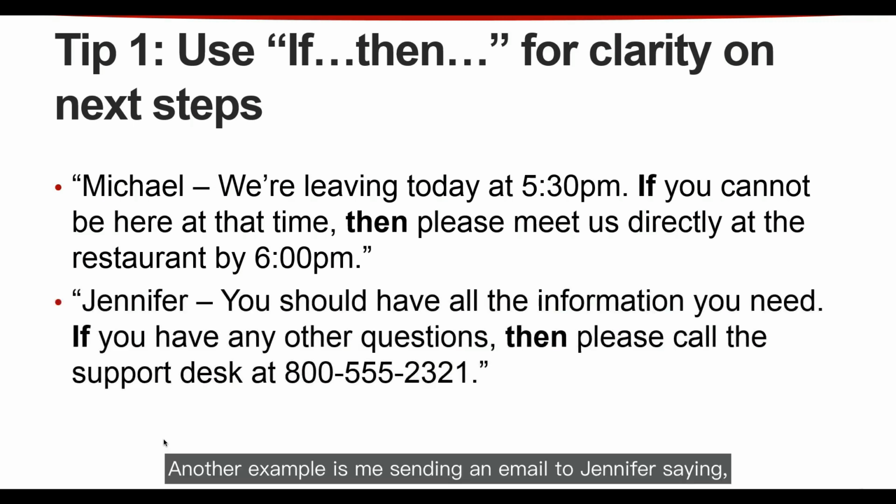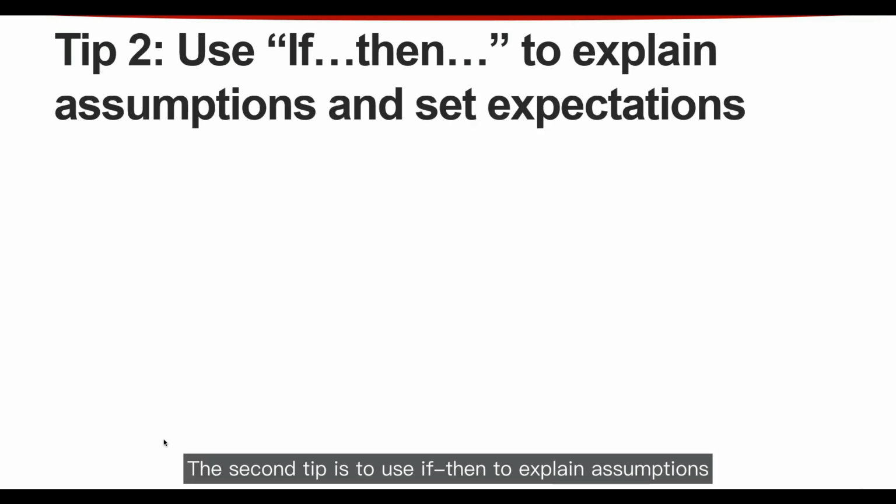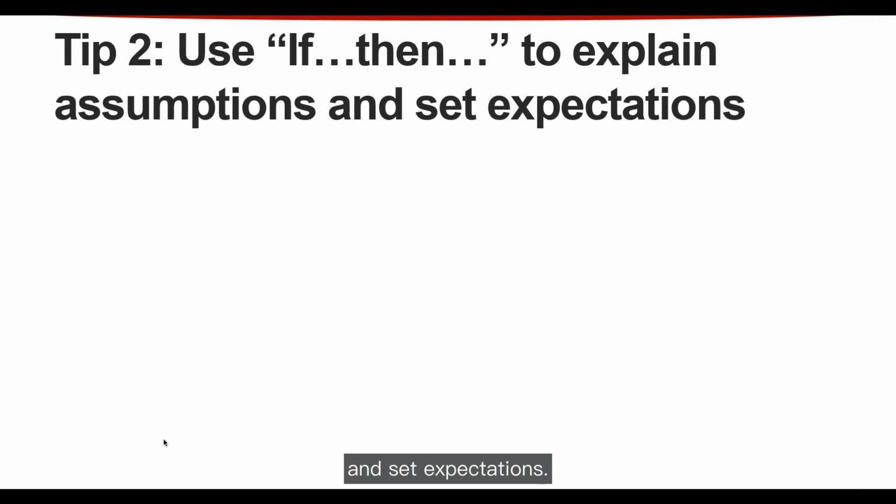Another example is me sending an email to Jennifer saying, Jennifer, you should have all the information you need. If you have any other questions, then please call the support desk at 800-555-2321. The second tip is to use if-then to explain assumptions and set expectations. And here are a couple of examples.